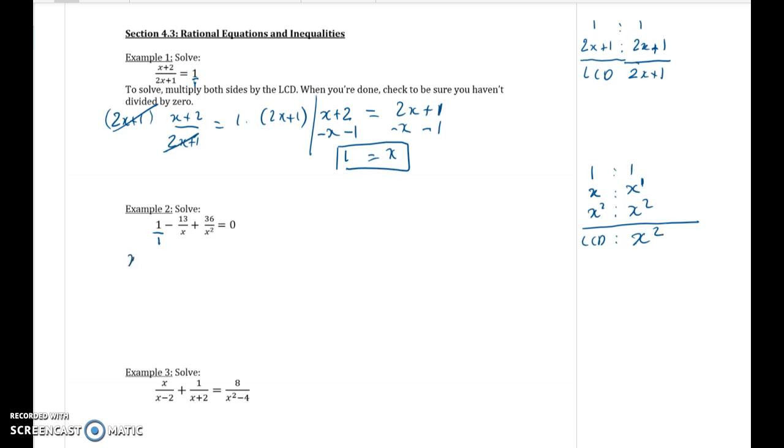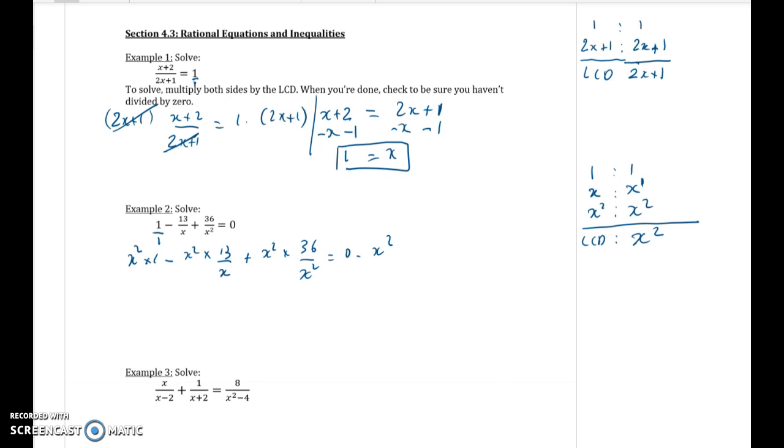Now, if I multiply by x squared both sides, I end up having x squared multiplied by 1 minus x squared multiplied by 13 over x plus x squared multiplied by 36 over x squared equals 0 times x squared. I know 0 times x squared is going to be 0.